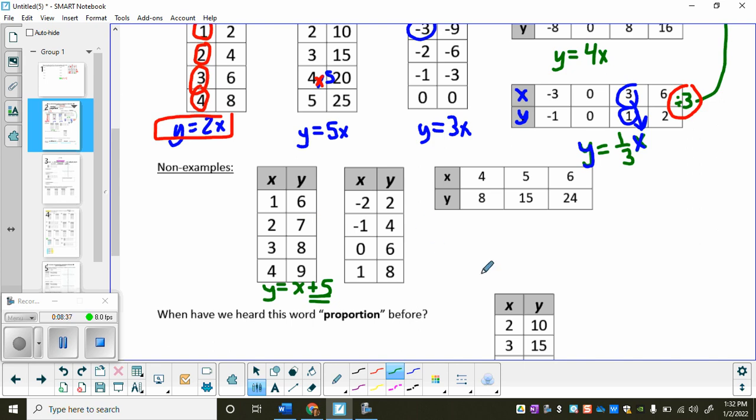Now this one's a little bit tougher to spot the pattern. I'd be really impressed if you could see the pattern in the table of values. And if you want to pause the video to try to look for it yourself, you can.